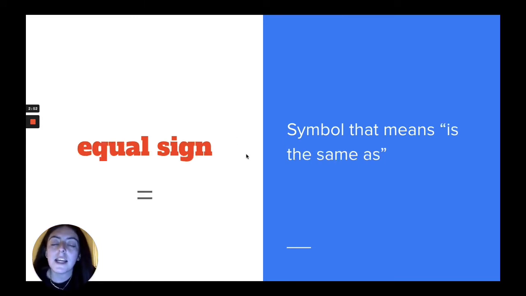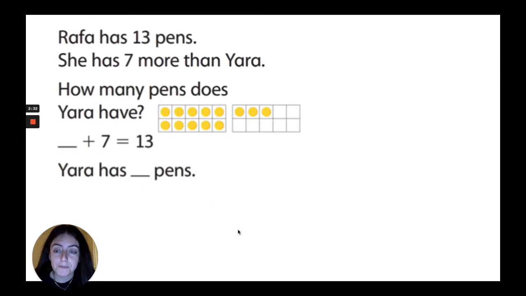And lastly, an equal sign. This is the equal sign. And remember, the equal sign, whatever you have on either side, is the same. So this equal sign means the same as. So if I have an apple right here, there's an apple on this side because it's the same on both sides. Equal sign.